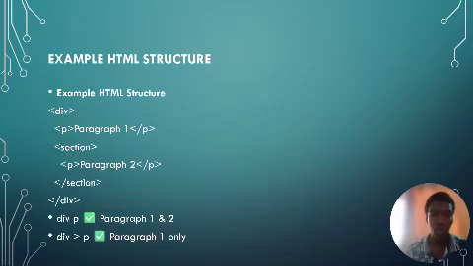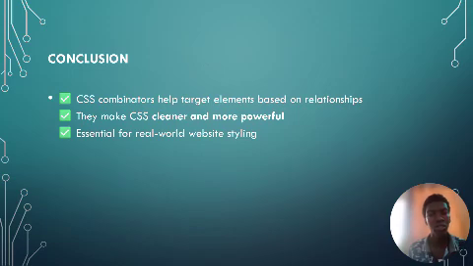Here is an HTML example or structure to show all the types of combinators. So this is it. The div p combinator selects paragraph 1 and 2, which is this and this. Then the div greater than p selects only paragraph 1.